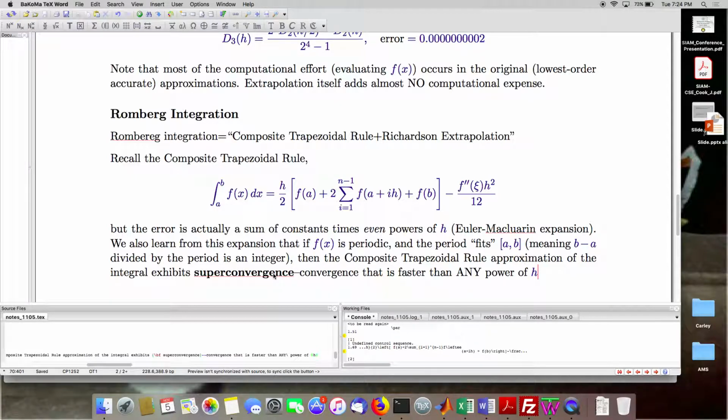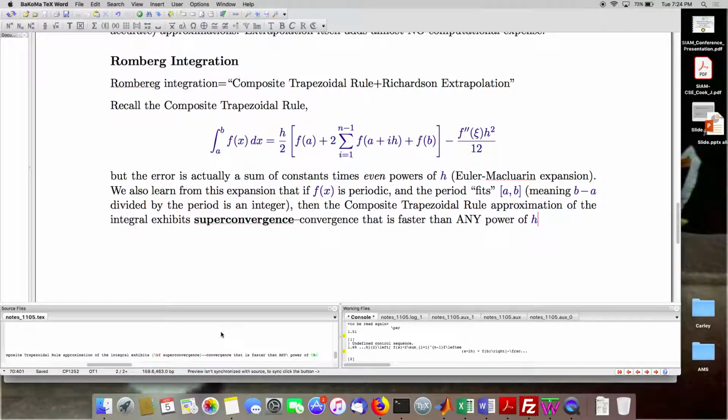All right. So how does Romberg integration actually work? I can show you the algorithm.